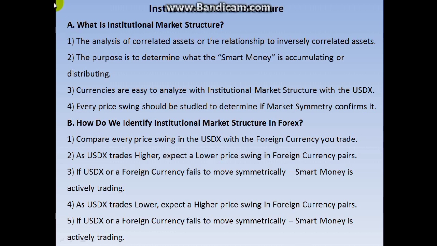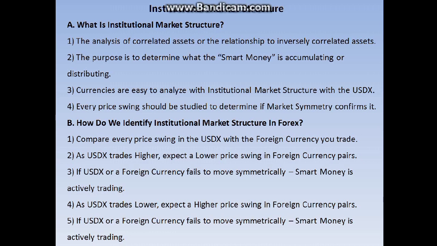So what is institutional market structure? It is the analysis of correlated assets, or the relationship to inversely correlated assets. That is just the definition of institutional market structure. Then the purpose is to determine what the smart money is accumulating or distributing.